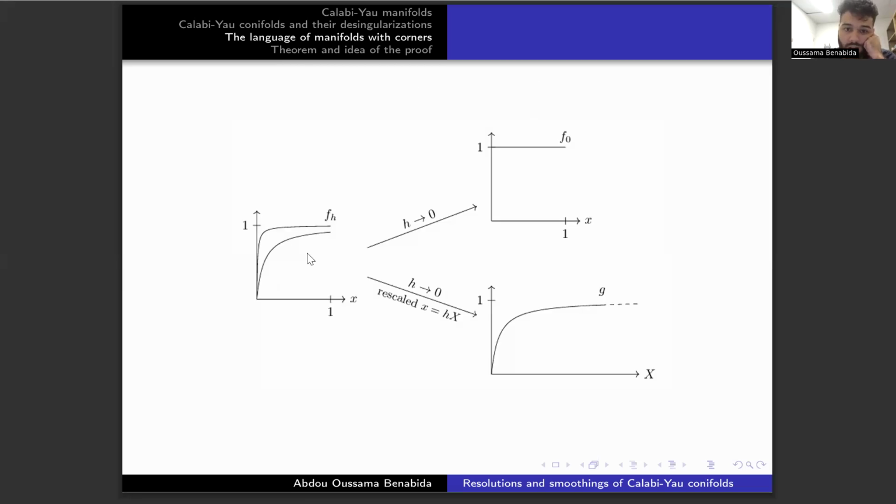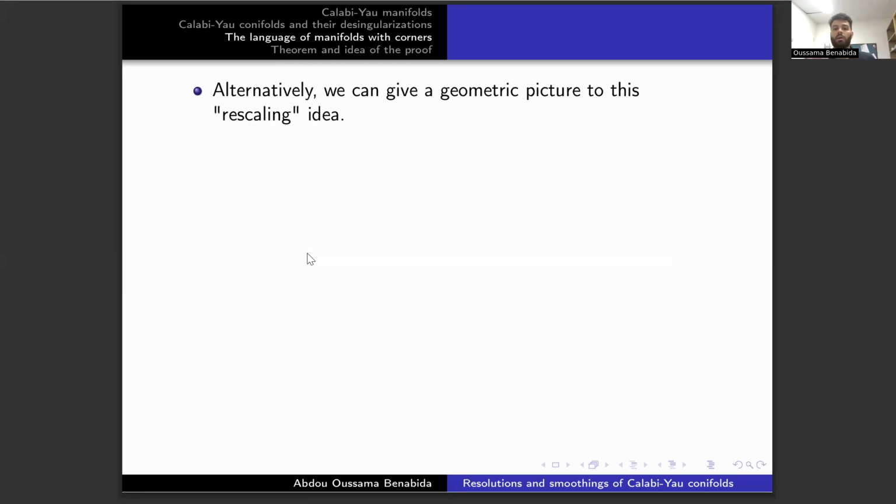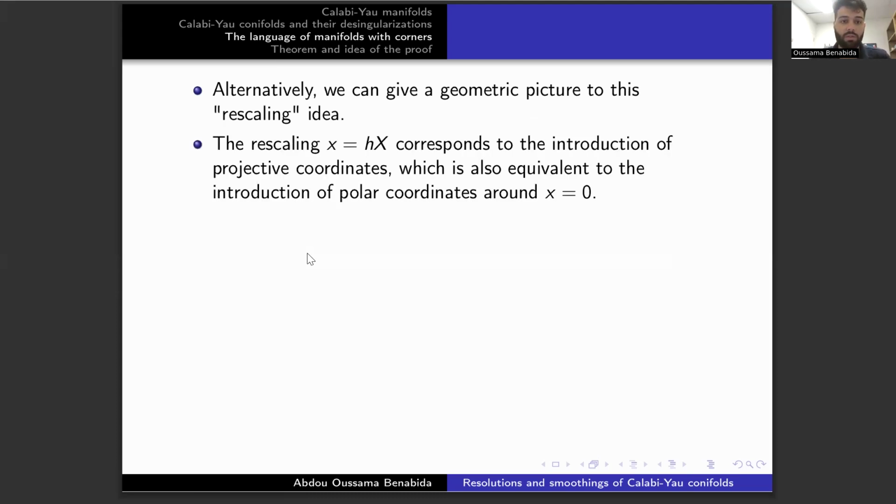Now, this whole idea of rescaling can be given a geometric picture. So this will be a different picture. This rescaling, small x is equal to h big X, is basically the introduction of some projective coordinates. Projective just because here we're saying that big X is small x over h. Which is also equivalent to the introduction of polar coordinates.